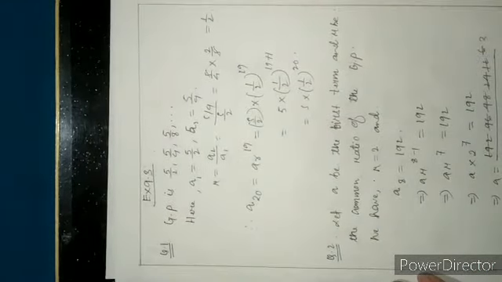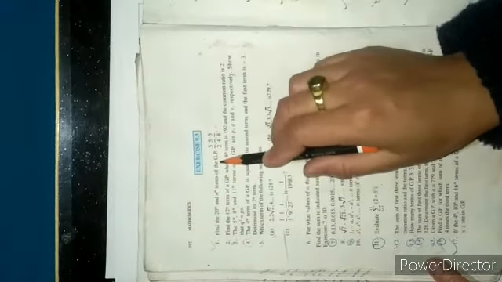Next we are going to solve exercise 9.3. Question number 1. Find the 20th and the nth terms of a GP.